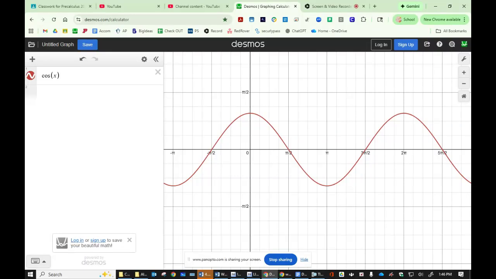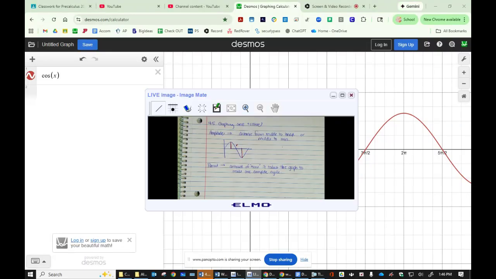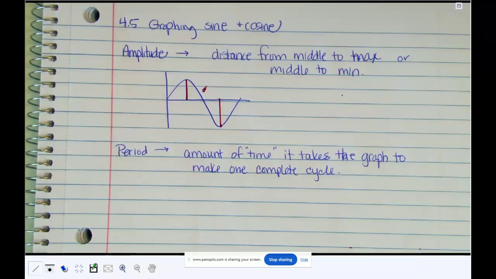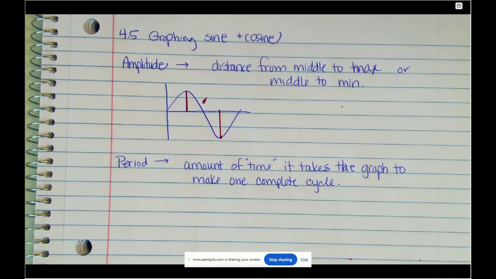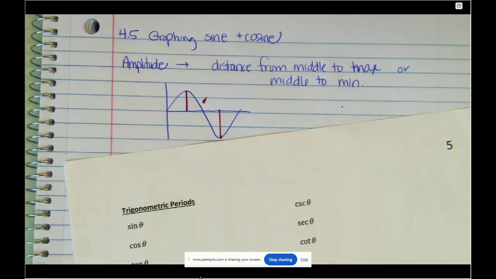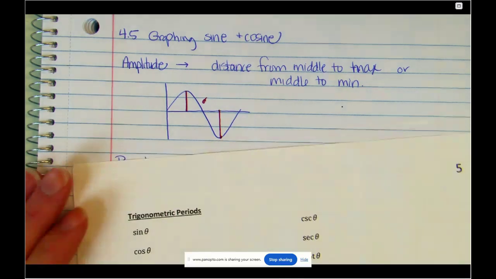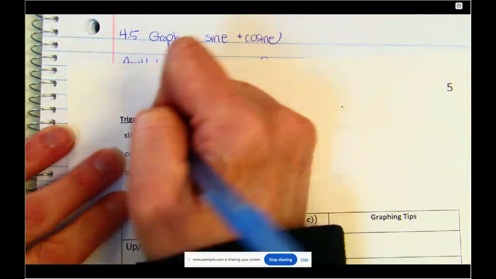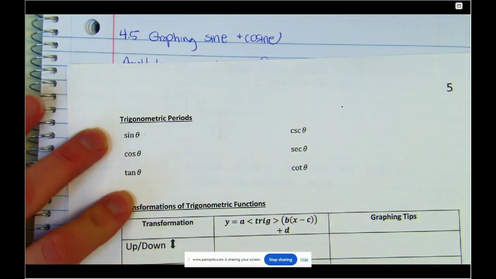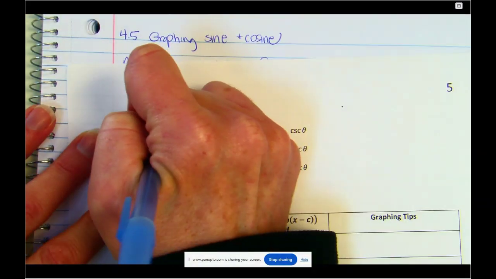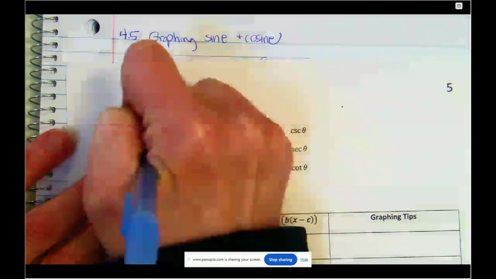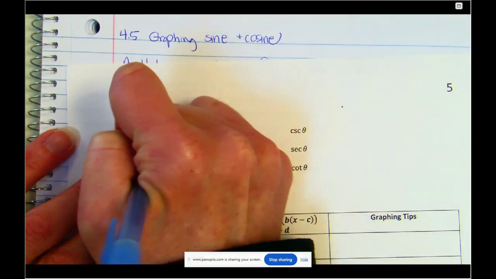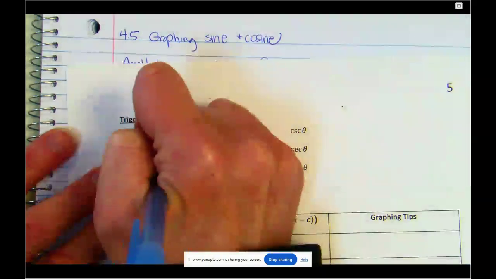Let me go back to my notes. That goes on the number 5 paper. Isn't it wavelengths and stuff? Is this like wavelengths and everything? Mm-hmm. Absolutely. Yeah. Frequency. Yep. Okay. So the trigonometric period of sine is 2 pi. The period of cosine is also 2 pi.